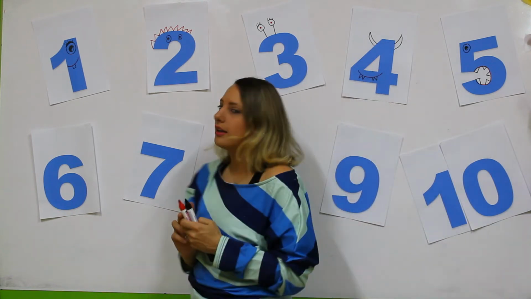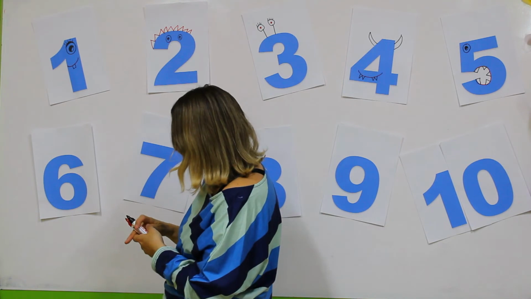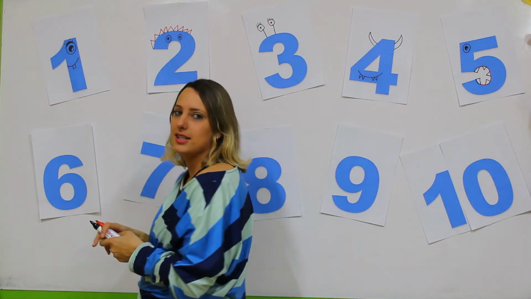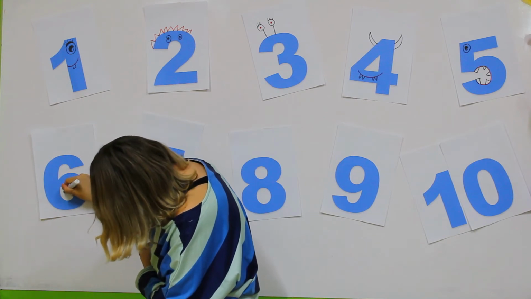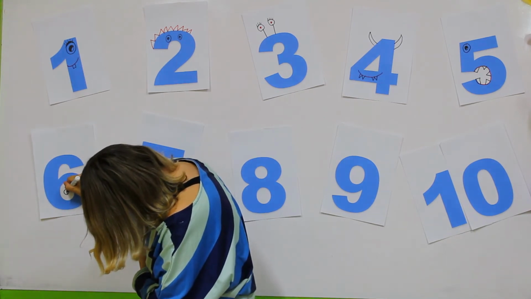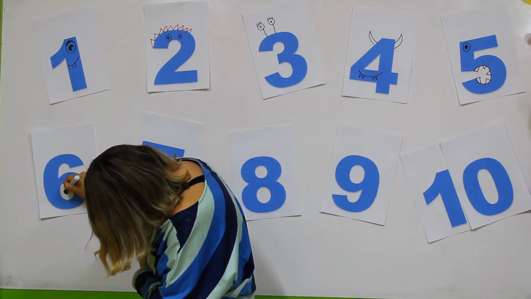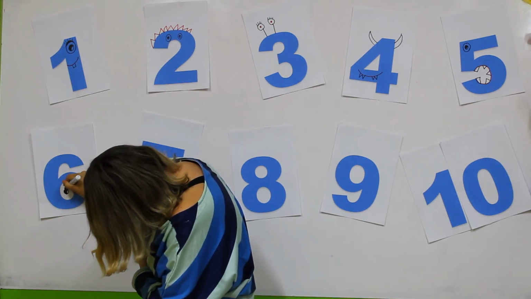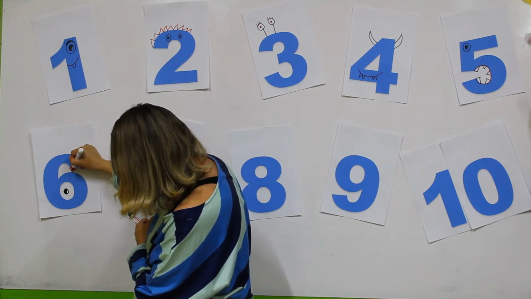Okay, let's look at number 6. Let's give it 1 big eye right here. And let's give it a spiky tail.